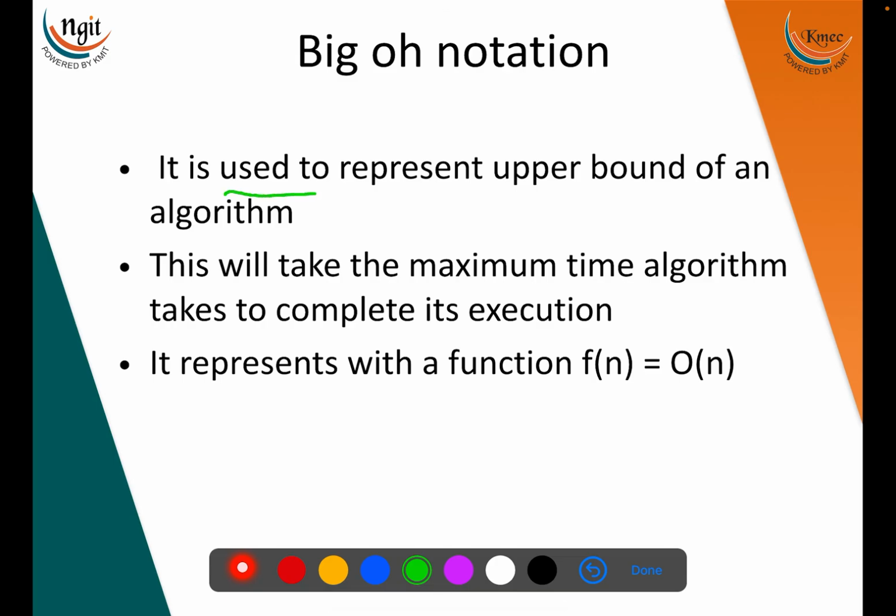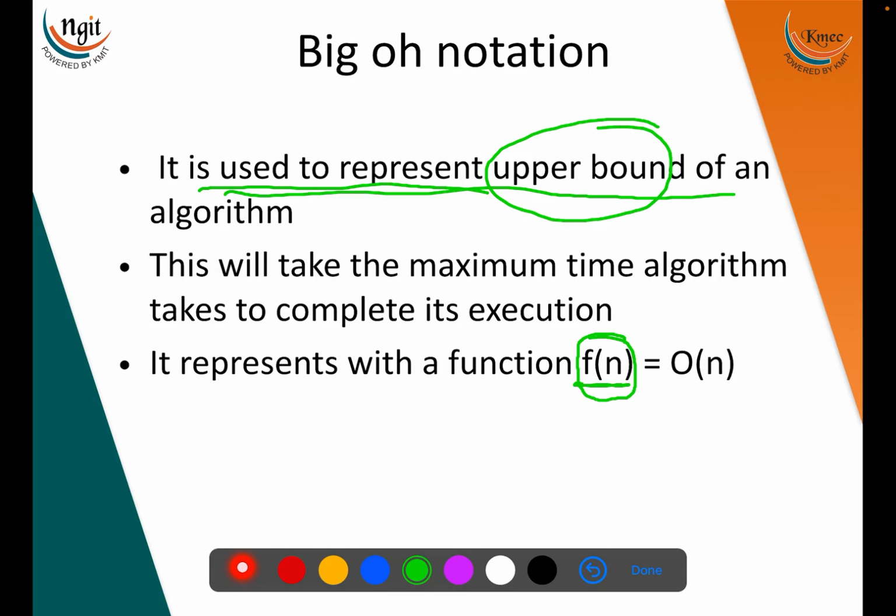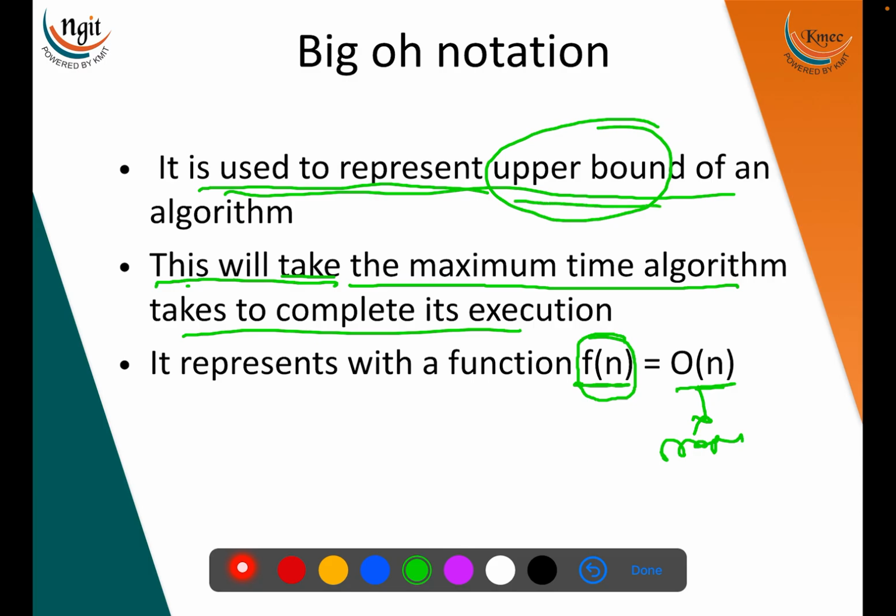Big O notation is used to represent the upper bound of an algorithm. Though all 3 notations calculate best, average, and worst cases, there is a special constraint for big O notation: it represents the upper bound of a function. Assume that your function is f of n. Now f of n will have some input n to calculate the performance. Big O of n is the one that takes the maximum time. Big O notation takes the maximum time the algorithm takes to complete its execution. That's what the upper bound is, and it is represented as f of n equals big O of n.